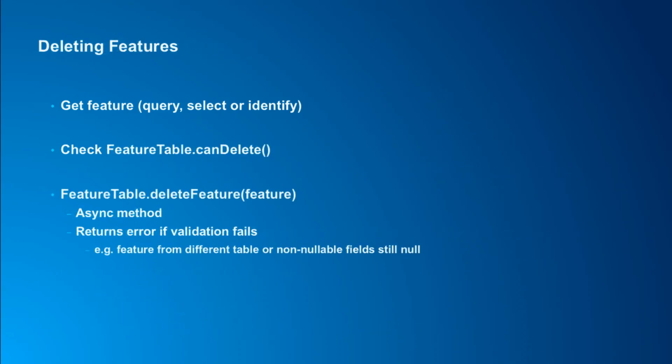Deleting features, pretty similar pattern. You get the feature, there's a different method on the table to determine whether you can delete features. Again, it looks at the capabilities of the service and the table and other things. Before you provide that delete button, make sure you, on a table basis, check that that table actually has the ability to delete features. And then you pass in the feature instance to the delete feature method, and it's gone. Same asynchronous pattern, same checking for errors, but at that point, that feature has then been deleted from the table.